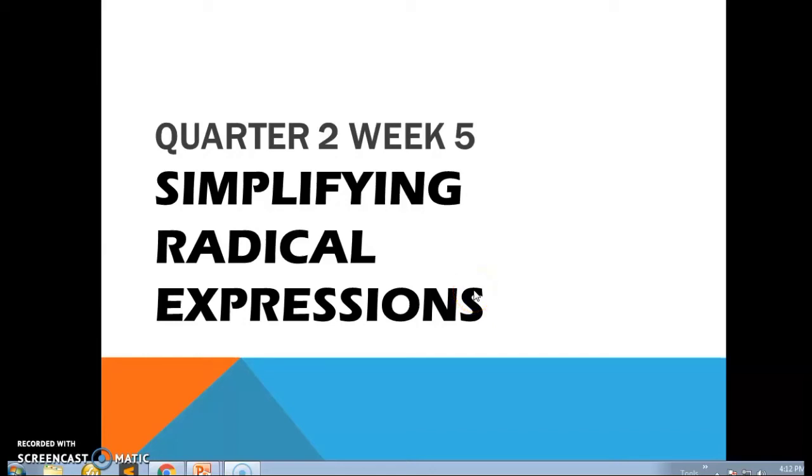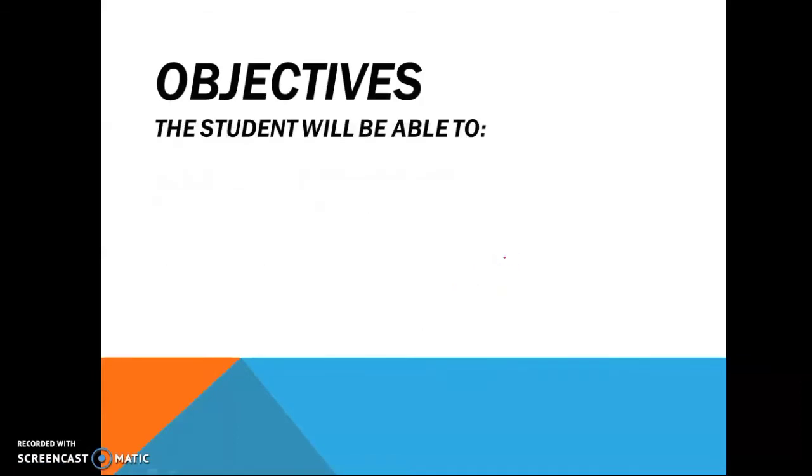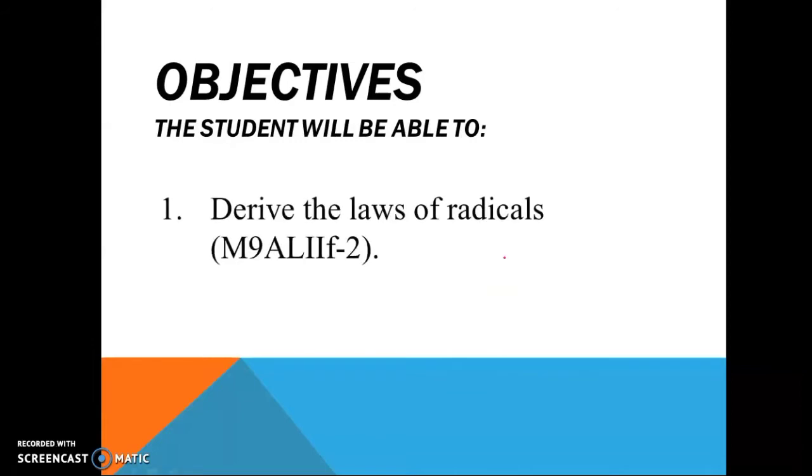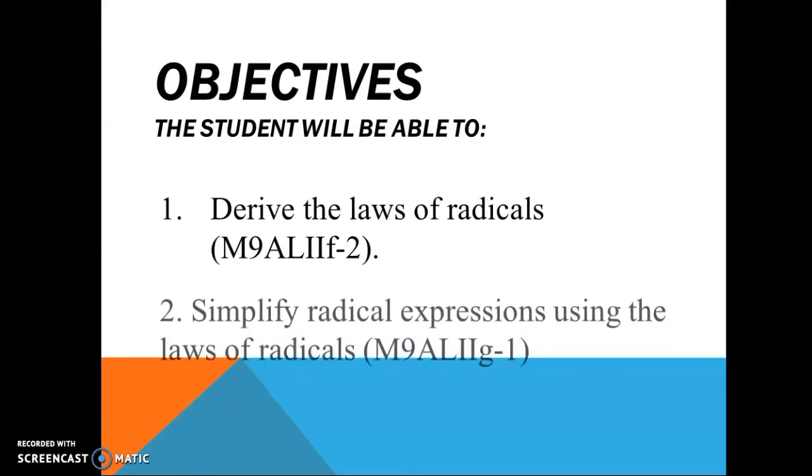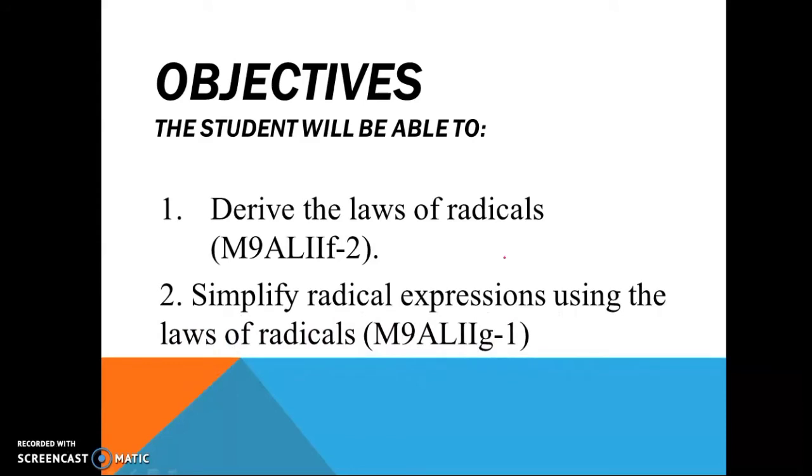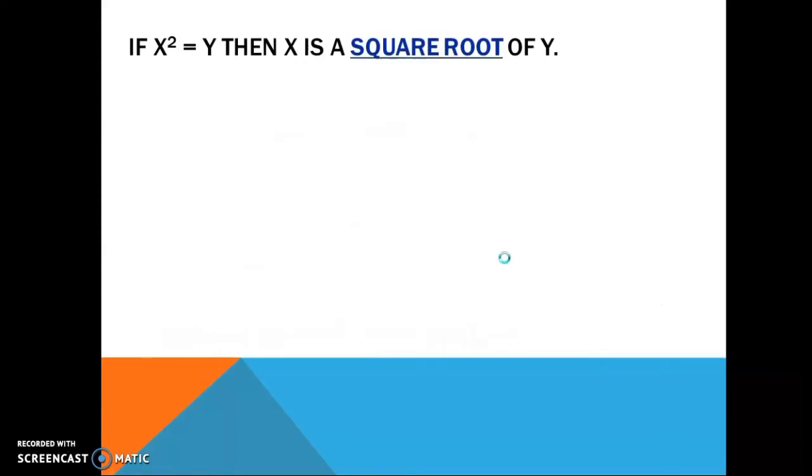Hi class, good afternoon. So for this week, we are going to simplify radical expressions. Our objectives would be: one, we are able to derive the laws of radicals; number 2, simplify radical expressions using the laws of radicals. So let's have some review.